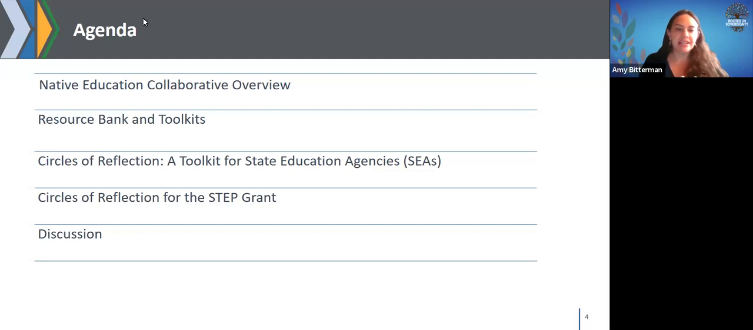We're really excited because, hot off the press, we have a version for the STEP grant and also a version for the state education agencies, an online toolkit that is almost live, and we'll give you a little bit of a sneak preview of what that's going to look like, and then have some discussion.